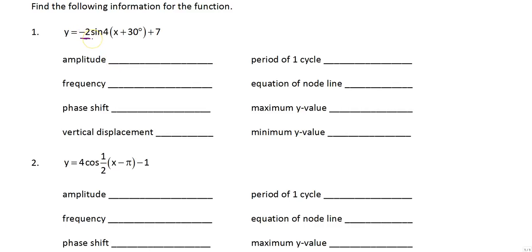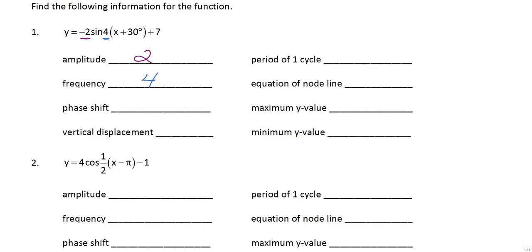Now, amplitude is the number that comes in front. Our amplitude is 2. The negative is not an amplitude. It's basically telling us again, as it always has, reflection over the x-axis. Okay? Now, frequency. The frequency is our B value, so our frequency is 4.